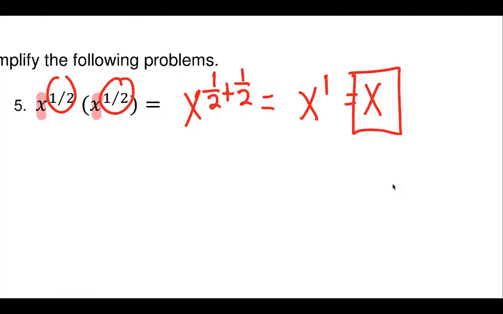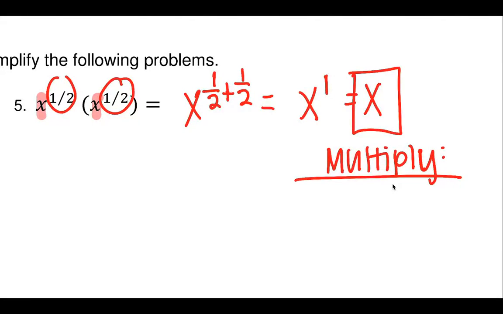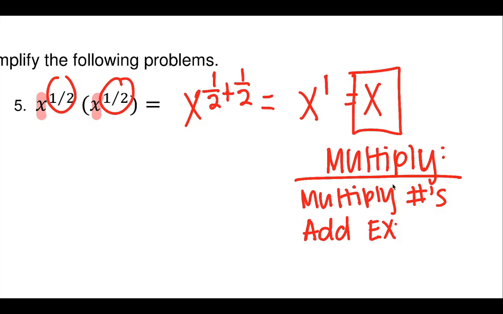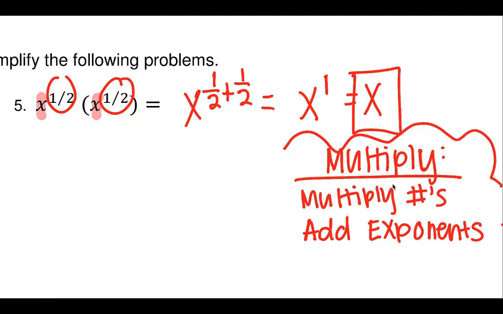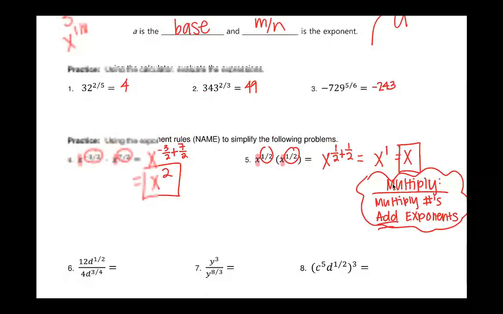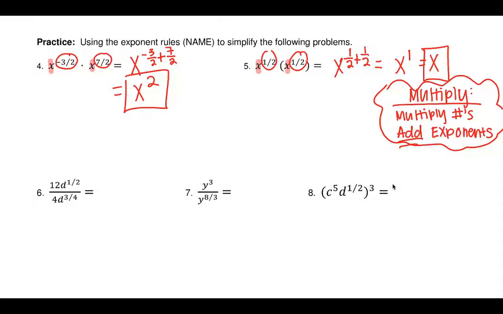And again, for multiplying, our rule was you multiply numbers and add exponents. So as a rule, remember to add. For some reason I'm multiplying. Okay, then I'm moving on down here.